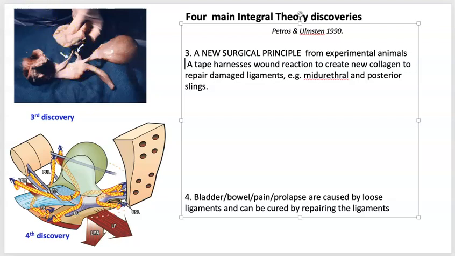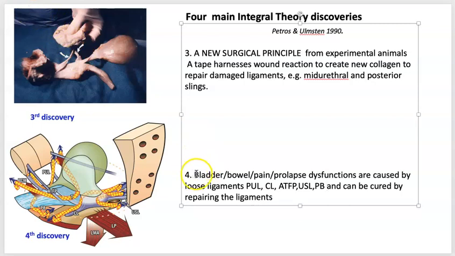collagenous neoligaments. The fourth discovery, that symptoms, bladder, bowel, pain, prolapse, dysfunctions are caused by loose ligaments, pubourethral here, cardinal ligament here, uterosacral here, arcus tendineus here, going to the ischial spine, and perineal body here. And you can repair every one of these ligaments by tapes: pubourethral, stress incontinence, midurethral sling, posterior sling, cardinal ligament sling, perineal body sling.